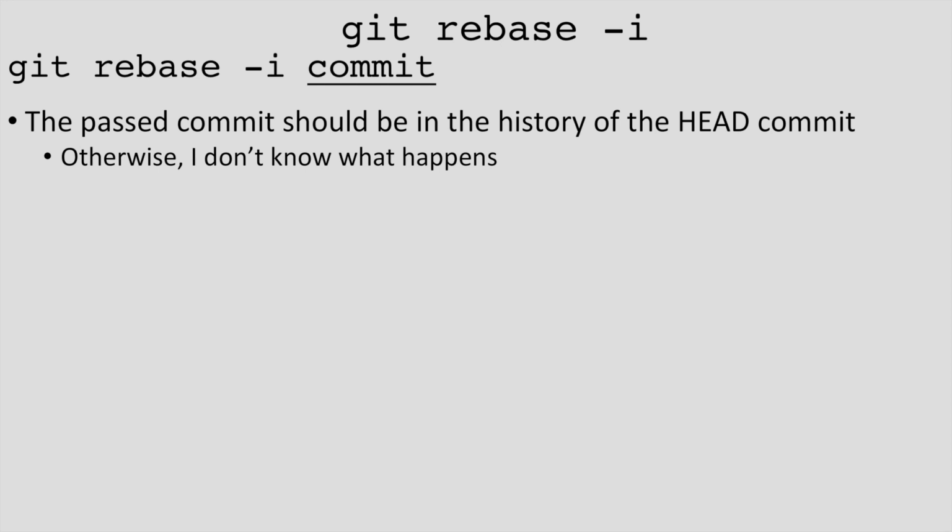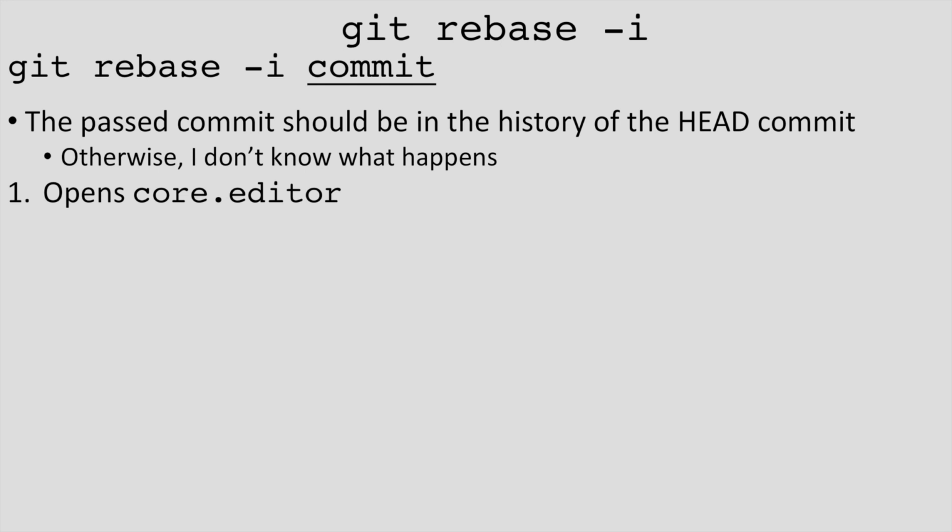Now, a normal rebase, you don't want to use it if the past commit is in the history of the head commit. But this one, you only want to use it if the past commit is in the history of the head commit. Otherwise, I don't know what happens. It opens core.editor.